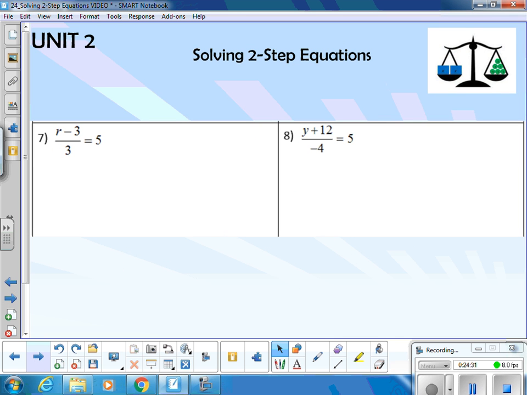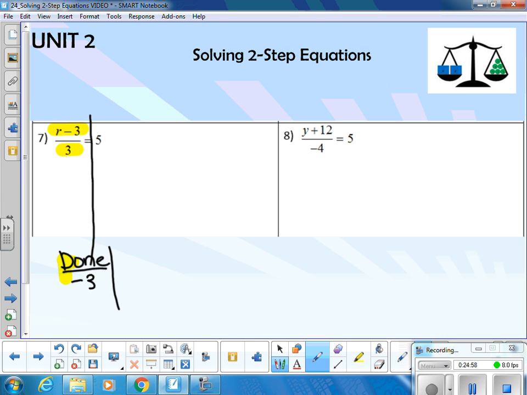Okay, last example we're going to do together, and then we're going to be done. So this one's just like the one we just did. If you can see, we have a problem on the top here that's being divided by 3. So when we go to say, oops, what's being done? So first, we are subtracting 3 from r, and then we're dividing by 3. So if we go this way, to undo it, we are going to multiply by 3 first.